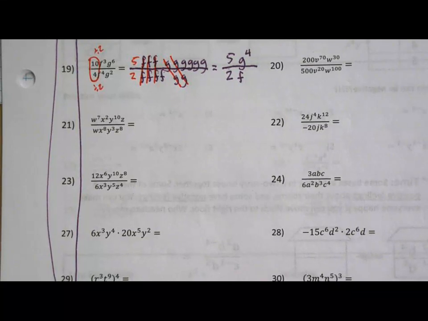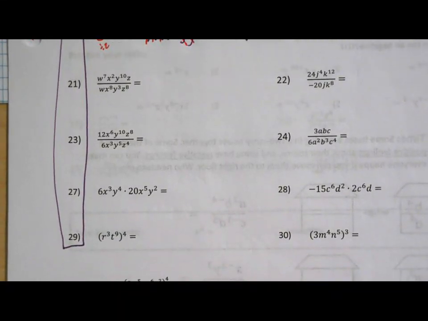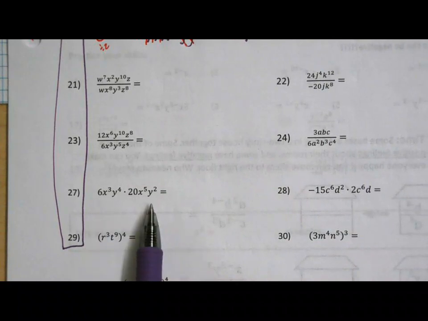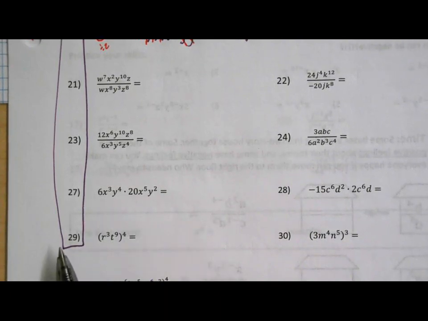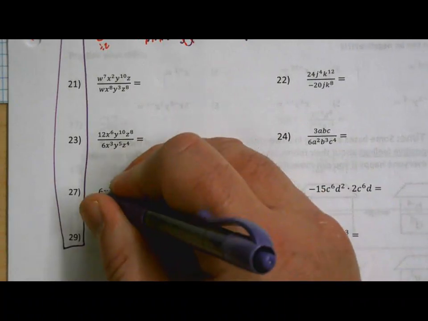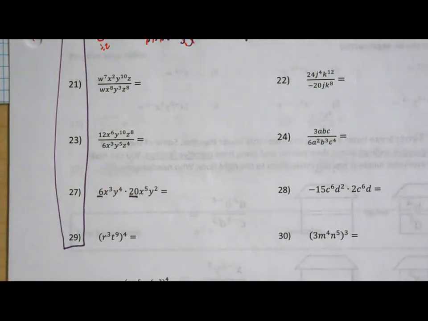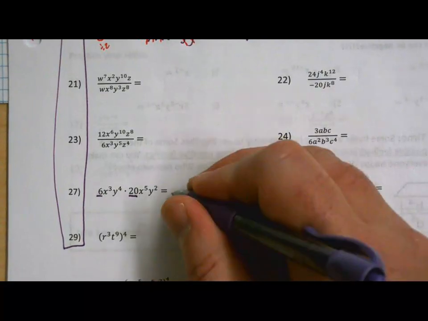27? Awesome. Let's look at 27. This reminds me of what we did on Friday. This is different, isn't it? So nothing's going to cancel here. We just need to go back to our shortcuts from Friday. So big coefficients get multiplied, so 6 times 20 is 120.